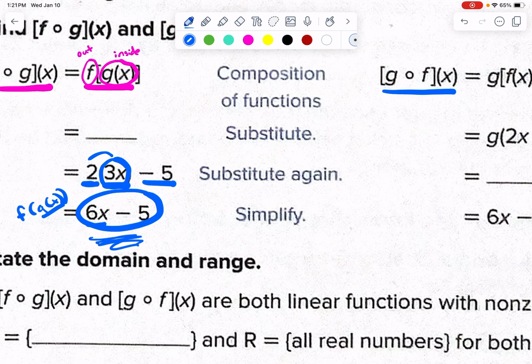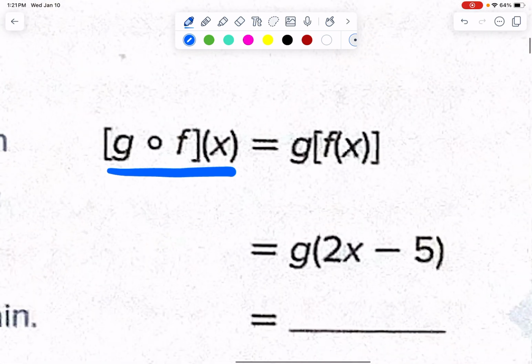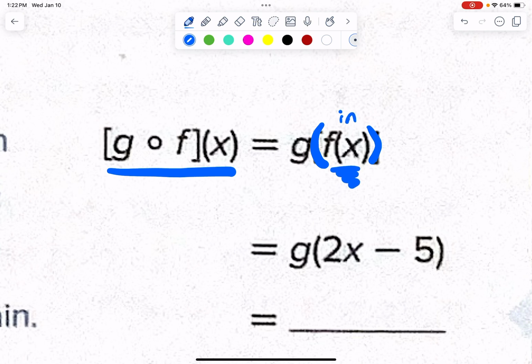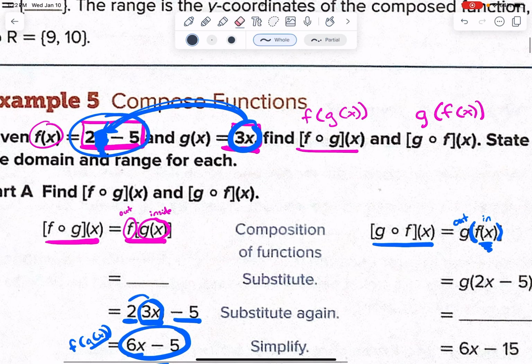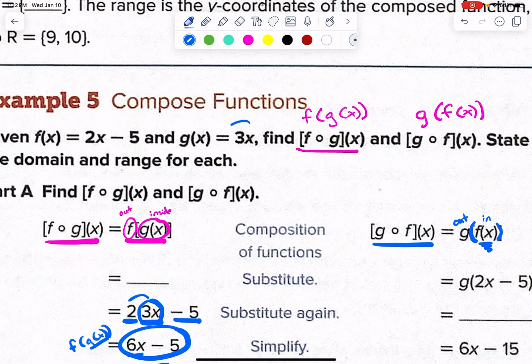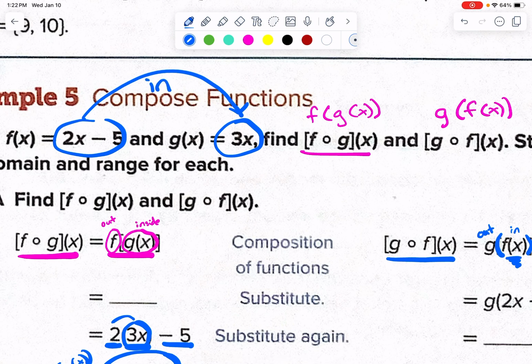So here we got 6x minus 5. We are not going to get 6x minus 5 over here. What we get, though, is g composed of f. If you use parentheses, it looks like this. Now, the f function is the inside function and the g function is the outside function, okay? So let's see what that looks like. This guy, let me erase some stuff. This guy is my outside function. And then this is what's getting stuffed into here, right? That's going in. This goes into there, right?